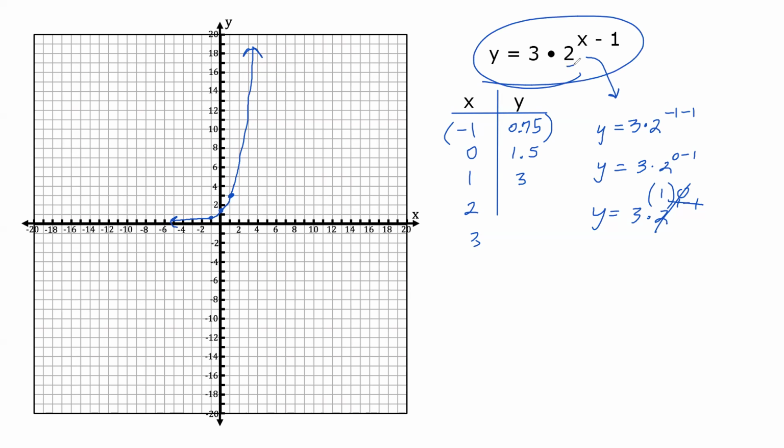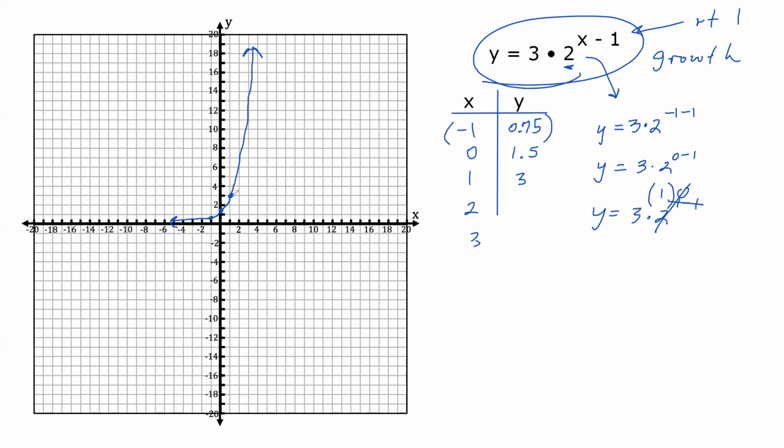Two things. One is that this is a growth, and we can see the exponential growth happening here. And then also this is moving the graph right 1. When you are in an exponent with the x, whatever's happening there does sort of the opposite of what you'd expect. So our x minus 1 means it's actually going to go the opposite direction. It's going to go right 1.